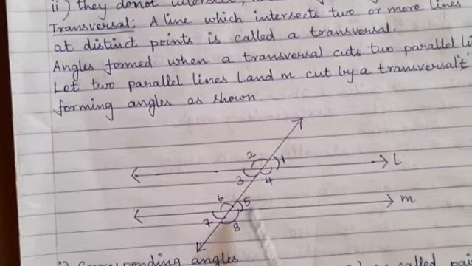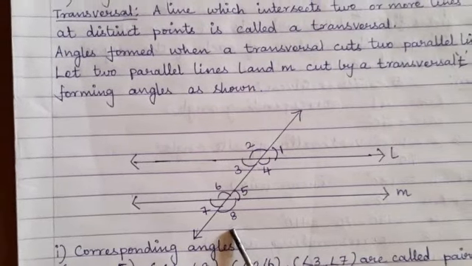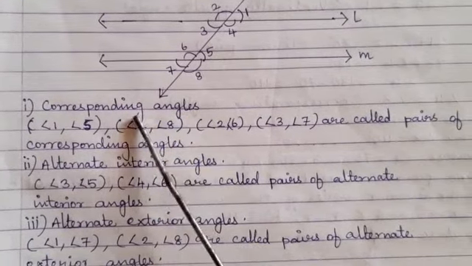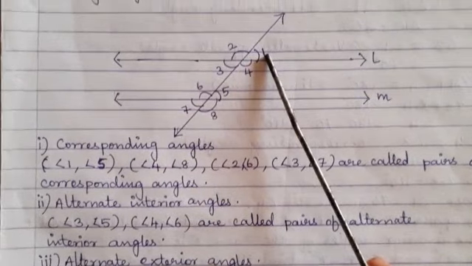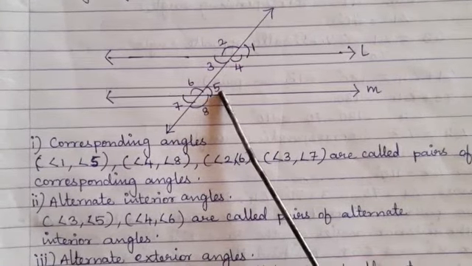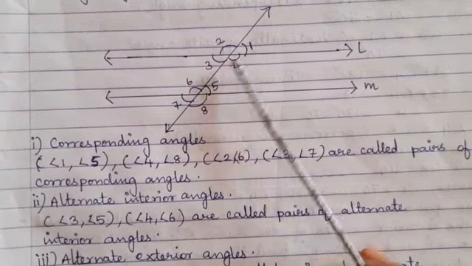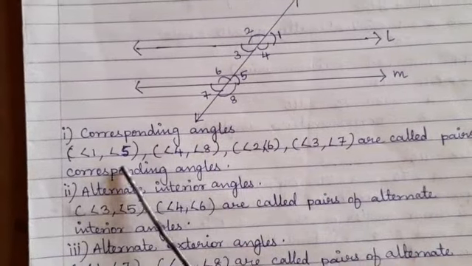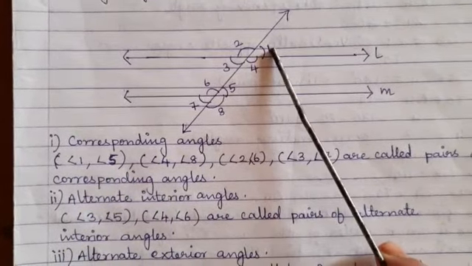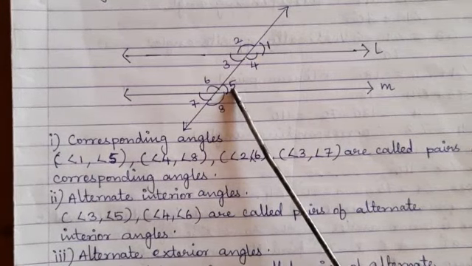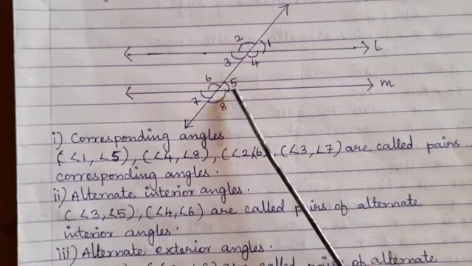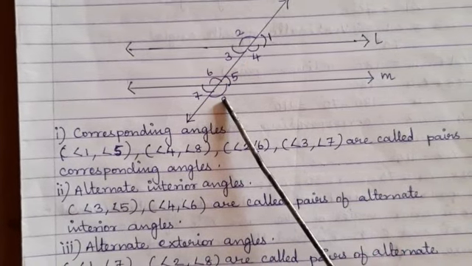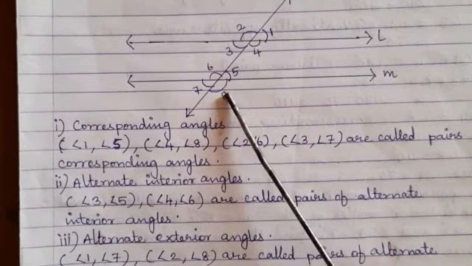Now we have to show what angles are formed here. Number one, corresponding angles. What are corresponding angles? A pair of angles, one exterior and the other interior, on the same side of the transversal are known as corresponding angles. In this figure, angle 1 and angle 5: angle 1 is an exterior angle, angle 5 is an interior angle on the same side of the transversal. In the same way, angle 4 is an interior angle and angle 8 is an exterior angle. These two angles are corresponding angles.